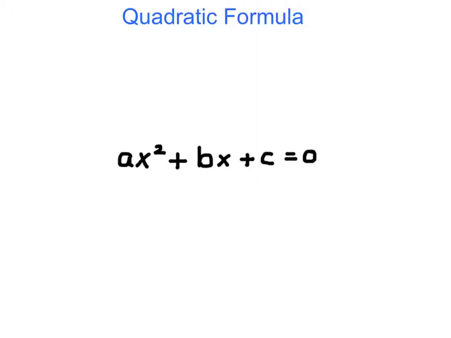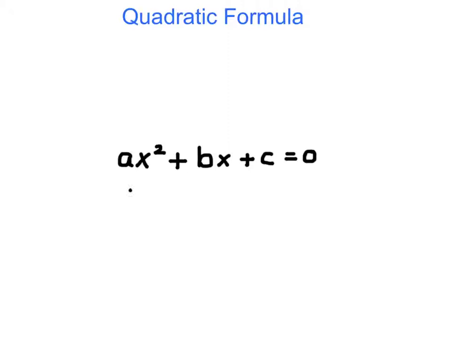Now, if we wanted to solve this, one of the first thoughts is to factor the quadratic and use the zero product property by setting each factor equal to 0 and solving for x. But what if this quadratic is not factorable? Let's do a brute force and solve for x using what we know about balancing an equation.